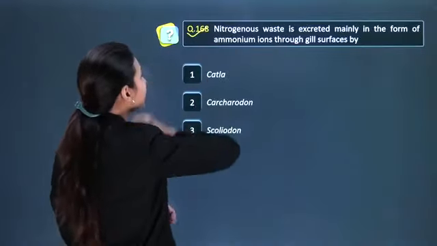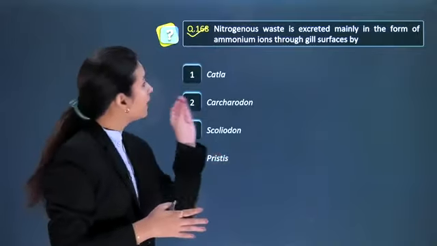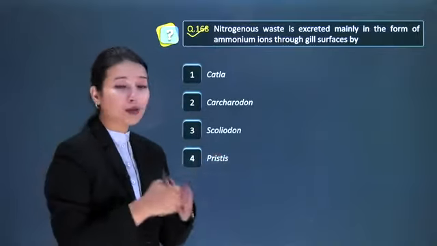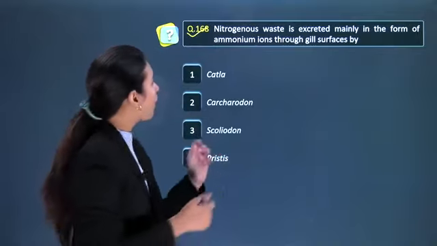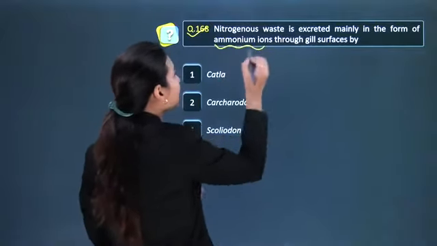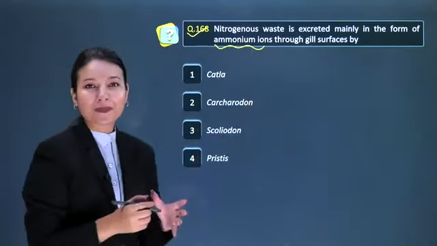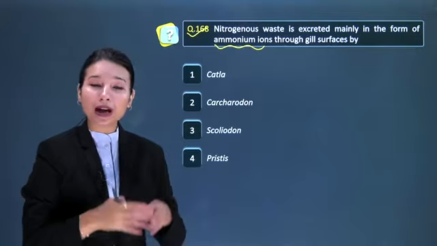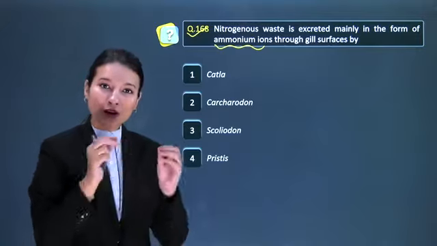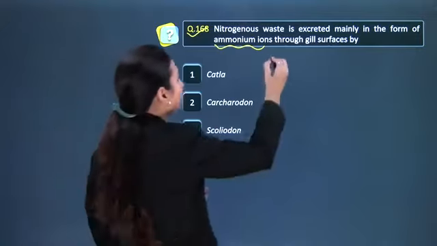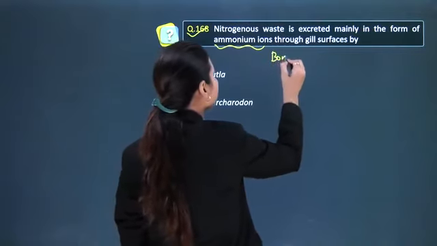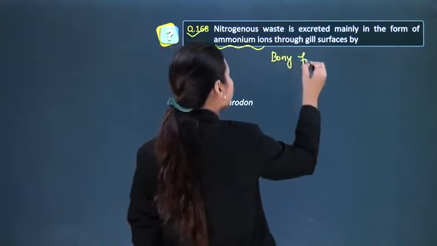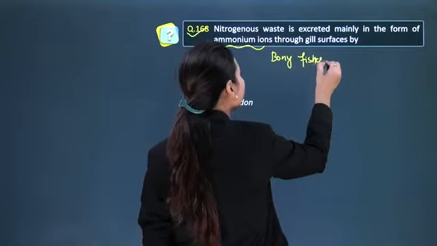Question number 168 that states nitrogenous waste is excreted mainly in the form of ammonium ions through gill surfaces by. So students, यहाँ पे हमें ढूंढना है an ammonotelic organism. So we know that bony fishes are ammonotelic in nature.